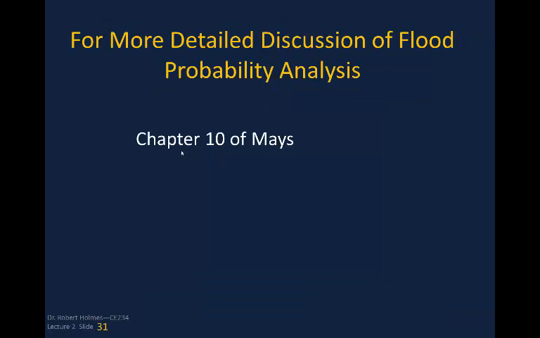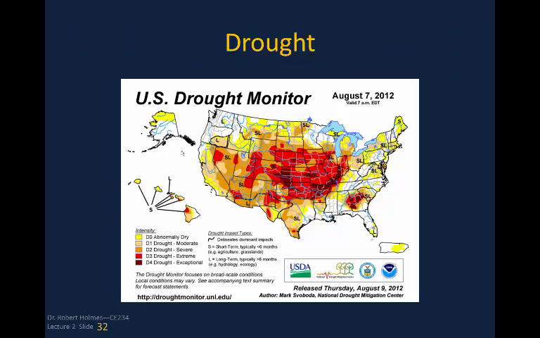As I mentioned already, Chapter 10 discusses this probability analysis for flooding. It goes into more detail. I'm not going to go into a lot more detail in this class. We will have a couple of discussions on flooding and flood probability much later on in the class, toward the end of the semester, but we won't go into great detail on how we would do a flood probability analysis.